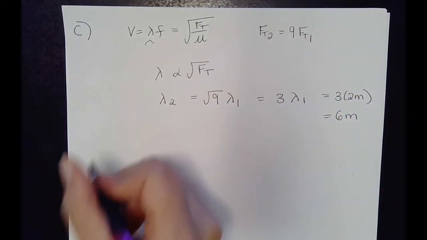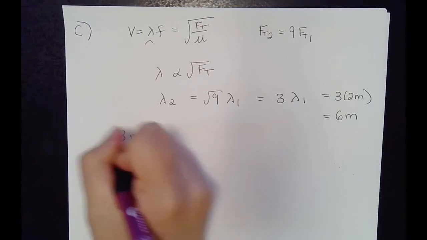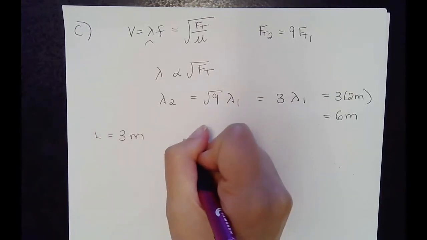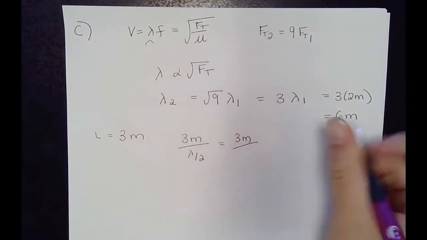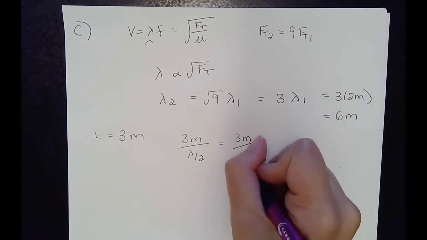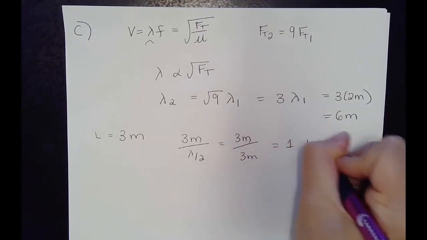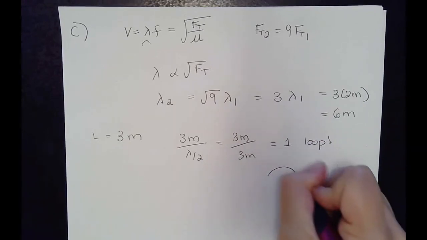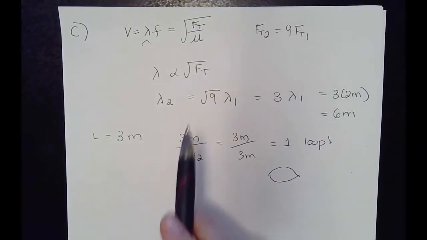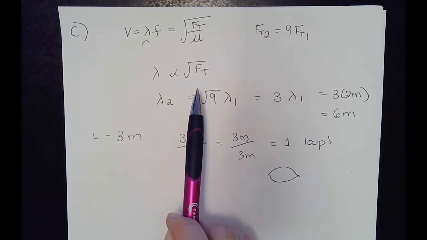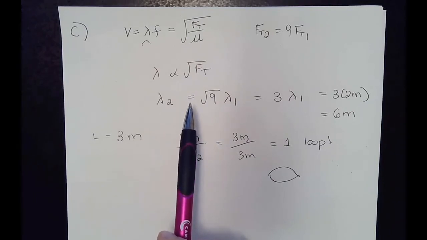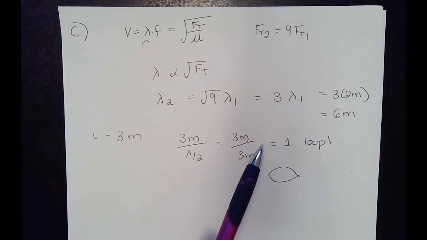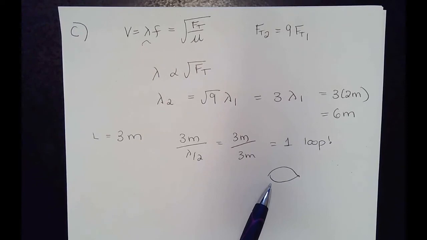And so now this will change the pattern. We have 3 meters for the length. And then let's divide that. So 3 meters over lambda over 2 is 3 meters over 3 meters, since it's this divided by 2. So now this is one loop, like this. So if we change the tension in the string, then it's like we have a new setup, and there'll be a new set of harmonic frequencies that produce standing waves in that string. So this time, at a wavelength of 6 meters, we end up with the fundamental frequency, or the first harmonic pattern.